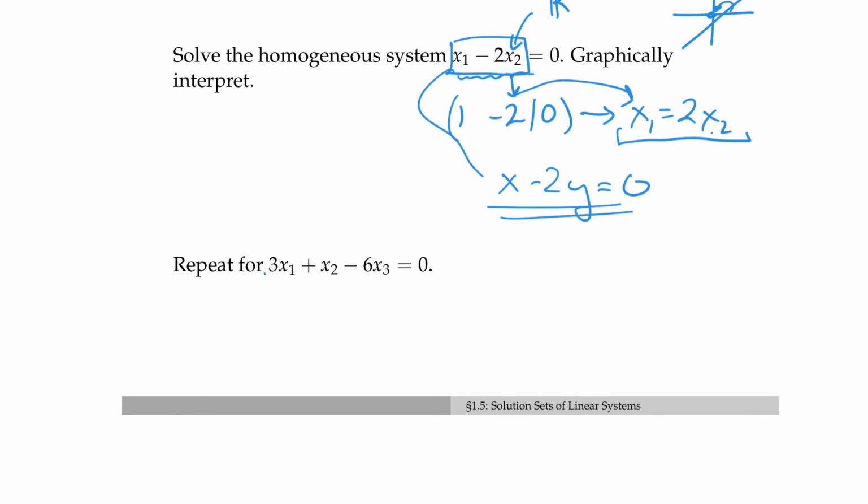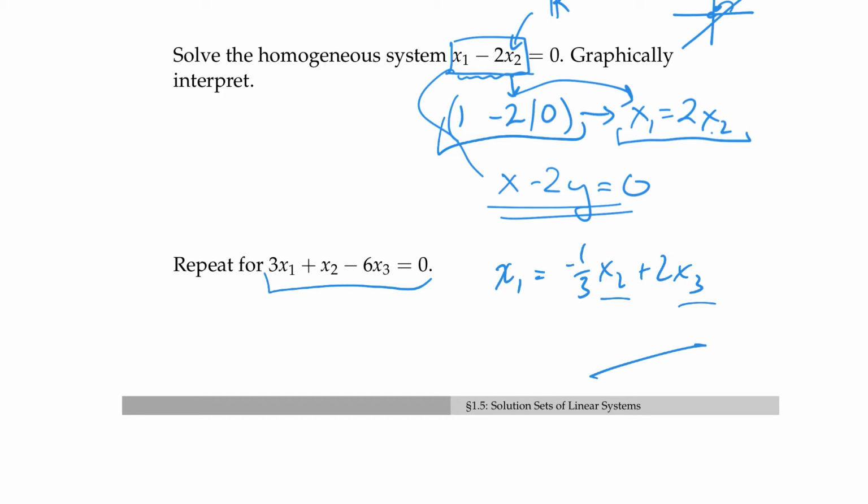All right, how about this one? This one, I'll skip this matrix conversion step and simply note that I get x1 equals -1/3 x2 plus 2x3. How many degrees of freedom do I have here? 2. So I can go in one direction, and I can go in another direction. 2 degrees of freedom span a plane. Now that's clear, because if I were to graph that, what would I get? I'd get a plane.